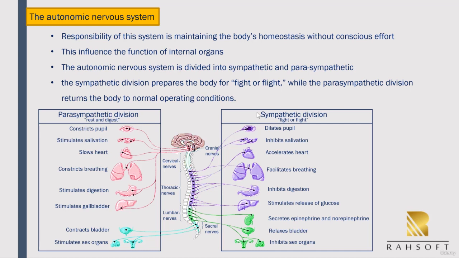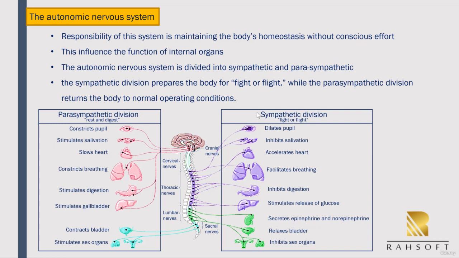So first you'll have the sympathetic division, which is fight or flight, which helps dilate the pupil, inhibits salivation, accelerates the heart, and facilitates breathing. It also inhibits digestion and stimulates the release of glucose, which helps create more energy. It will also secrete epinephrine and norepinephrine, relax the bladder, and inhibit the sex organs.